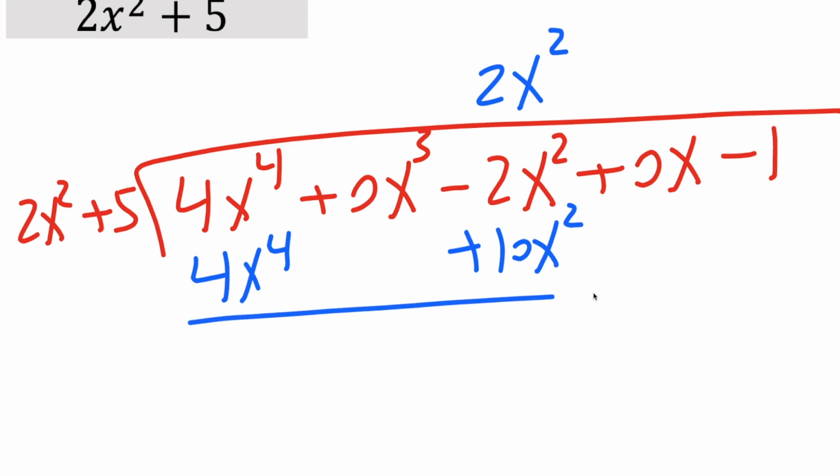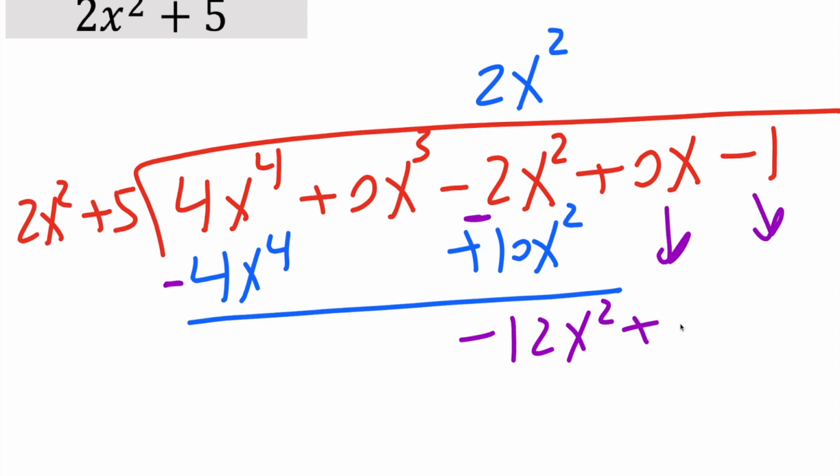And then we put our little line. So we're going to take this piece, we're going to subtract it by this piece. So this is positive, so make it negative. This is positive, so make it negative. 4x to the fourth minus 4x to the fourth, it becomes 0. 0 plus 0 is 0. Negative 2x squared minus 10x squared gives you negative 12x squared. You bring this stuff down. You bring this stuff down. Plus 0x, or yeah, you can put 0x minus 1.